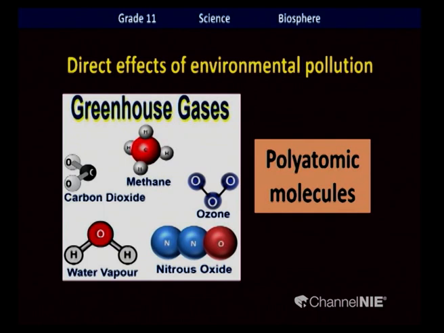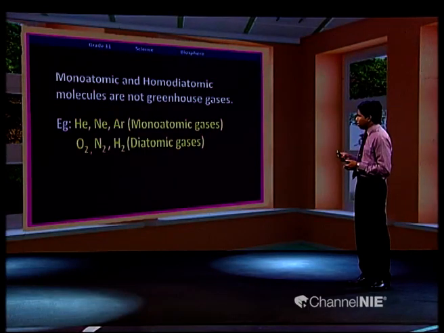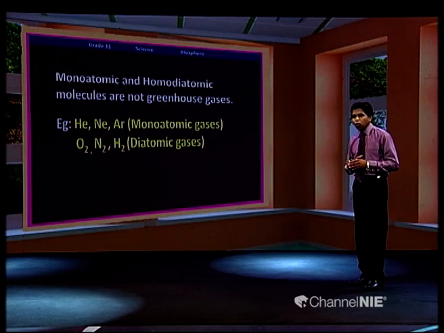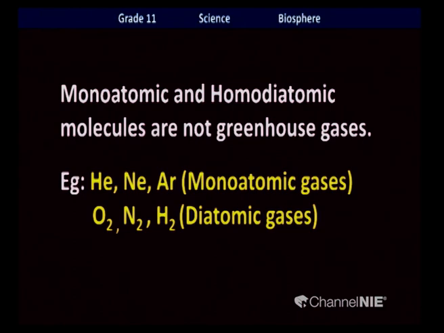These polyatomic gases are IR active. They can trap infrared rays and they can trap heat. Now, monoatomic gases: you have learned group 8 elements, the noble gases, they are monoatomic. These monoatomic gases are not considered as greenhouse gases. And there are diatomic gases, for example O2, N2, H2. They are non-polar homoatomic molecules, so they are IR inactive. They don't absorb heat rays.